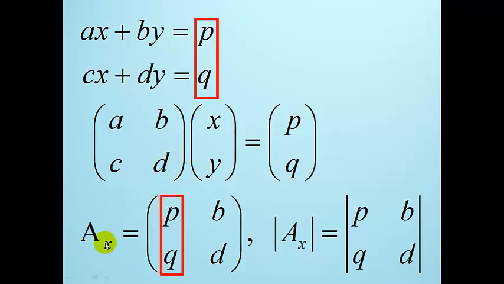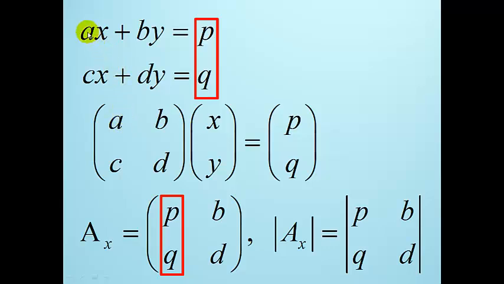Now we have to find Aₓ, that is A subscript x. With the x, the second column remains the same, but the first column, that is A, C, is replaced by the constant P, Q. So Aₓ equals [P B; Q D]. So the determinant of Aₓ will be the determinant of [P B; Q D].